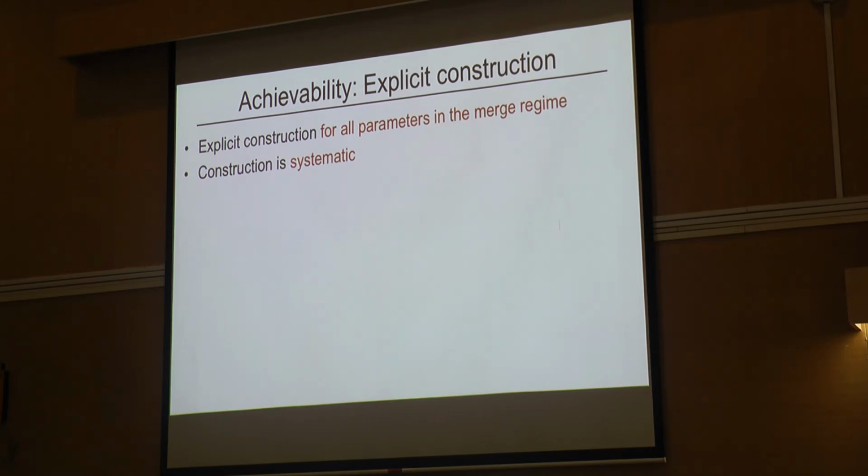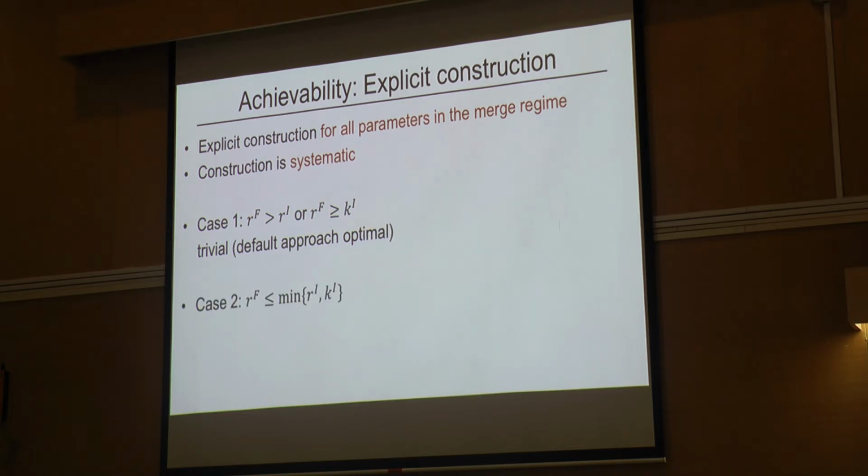Okay, so the achievability construction is going to be a systematic code, and it is for all parameters in the merge regime. Currently, we are focusing on the merge regime, right? Case 1 is the simpler case where default is optimal, where if RF is greater than Ri, or if RF is greater than or equal to Ki, then we cannot do better than default. Case 2 is the more interesting one, where RF is less than or equal to Ri and Ki.